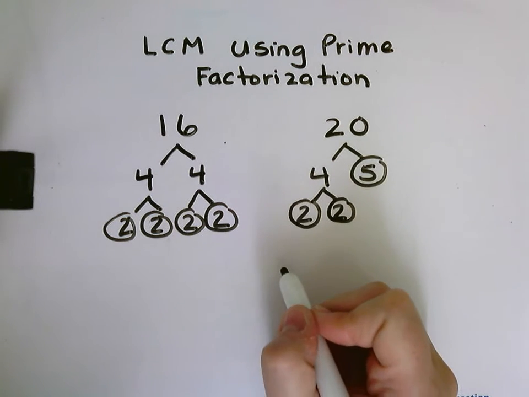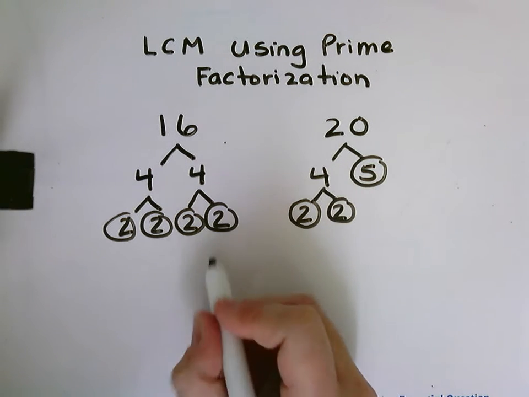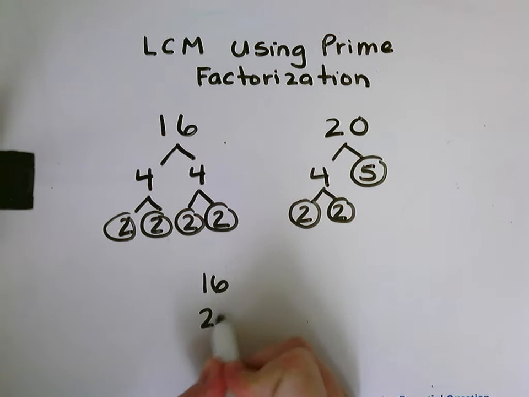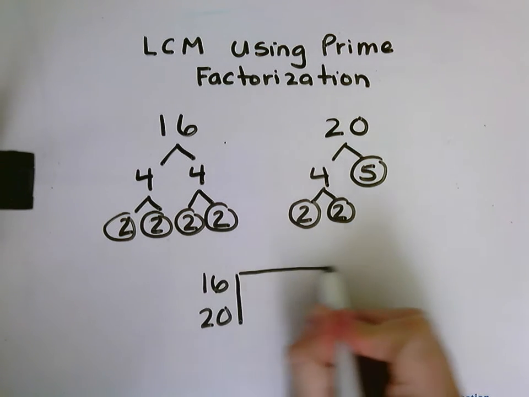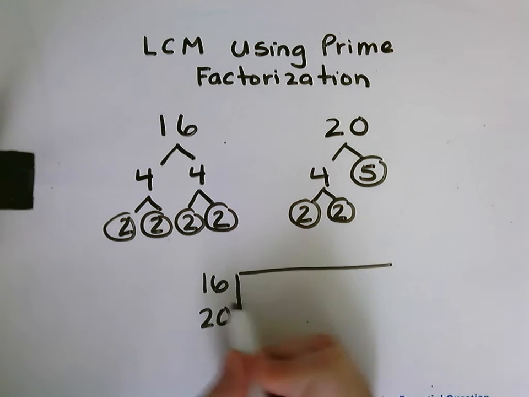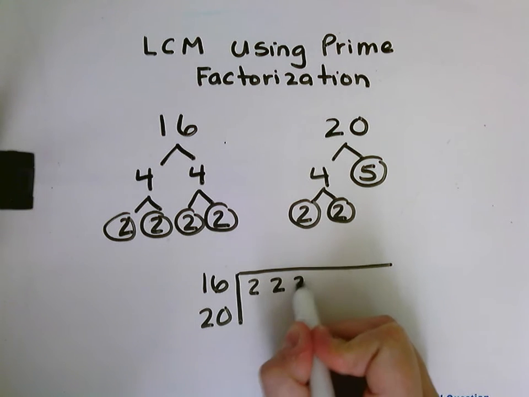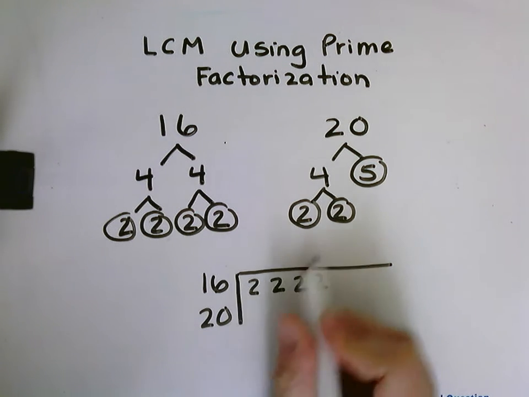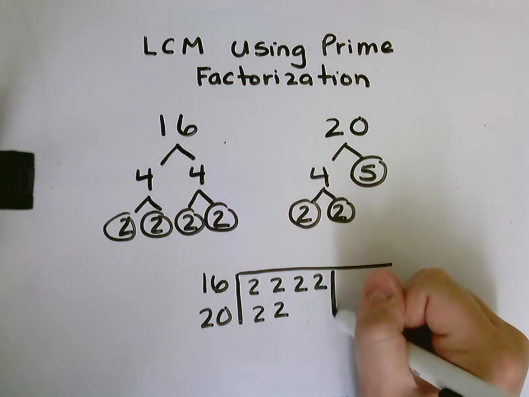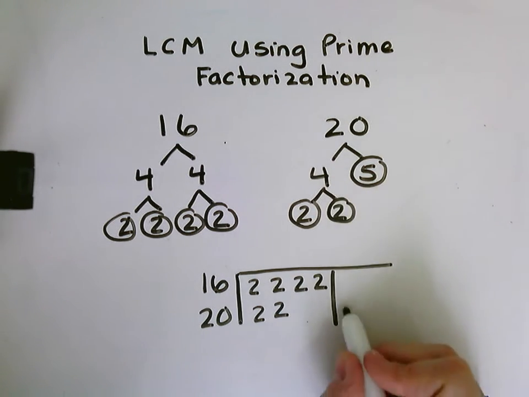Right? So the strategy for finding the least common multiple is I'm going to make a little chart of all of these factors of both 16 and of 20. And I'm going to keep each number separate from the other ones. So 16 has the factors of 2, 2, 2, and 2. 20 has 2, 2. So I'm going to write them directly under the other ones. Now I'm going to make a section for my other numbers. And the only other number I have is a 5 for 20.